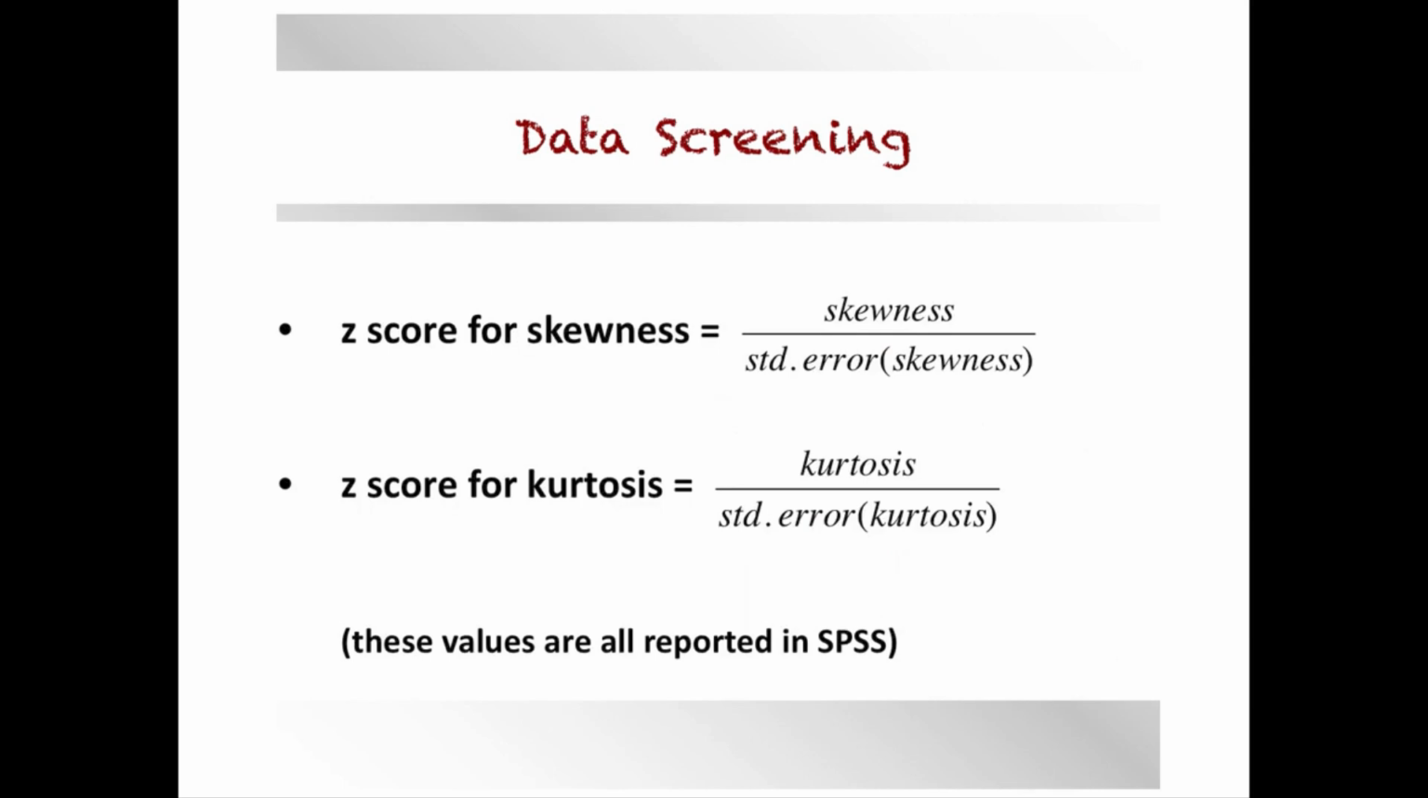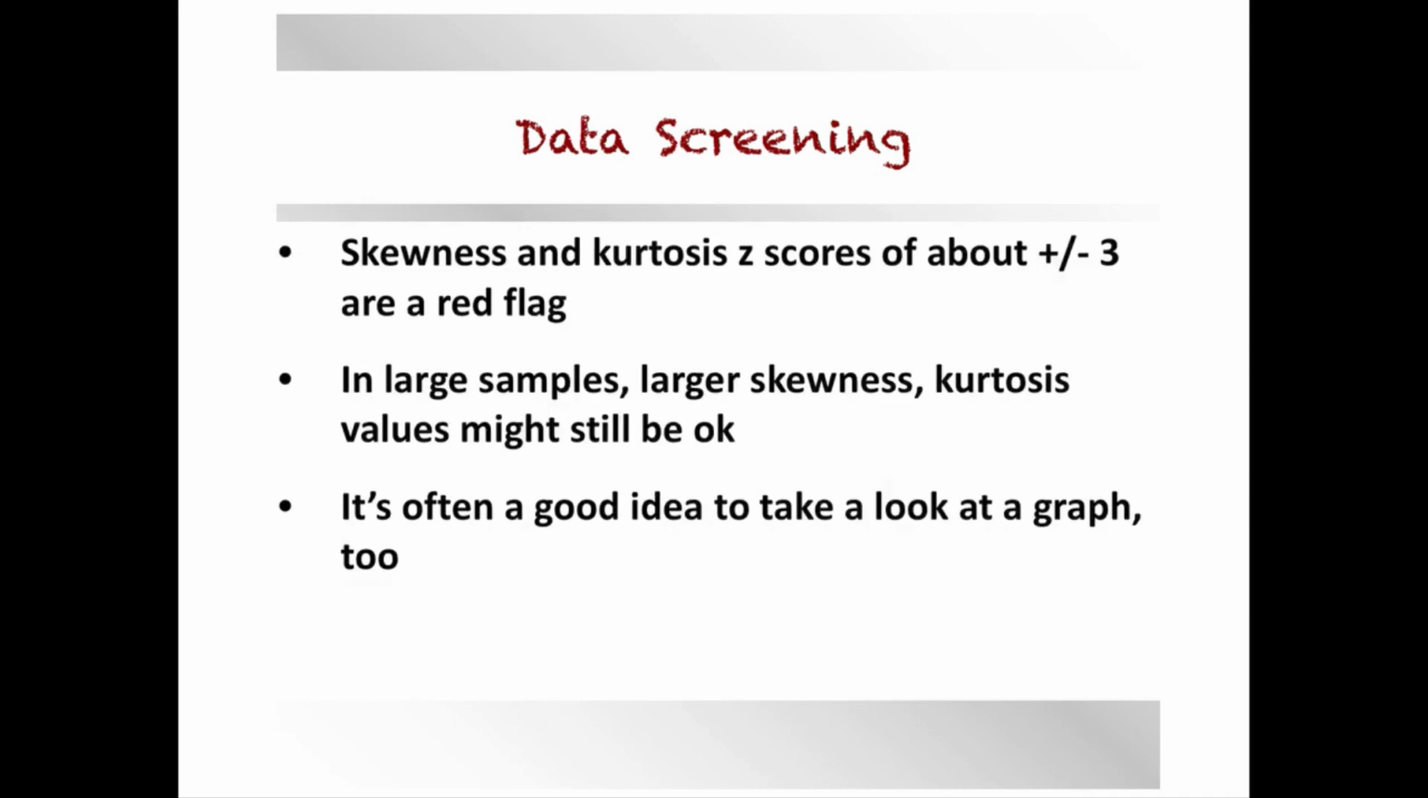What we do need to do is calculate z-scores for skewness and kurtosis each time. These values are all reported in SPSS. You take your skewness value, which I'll show you in a minute for our example, and divide by the standard error of skewness. Same thing for kurtosis: you take your kurtosis value and divide by its standard error. If you get something that's greater than 3 or less than -3, that's a red flag. That means you need to look into that variable. It may not mean that you have to get rid of that variable or do something to it. It just is a red flag. It means that we need to pay attention to it.